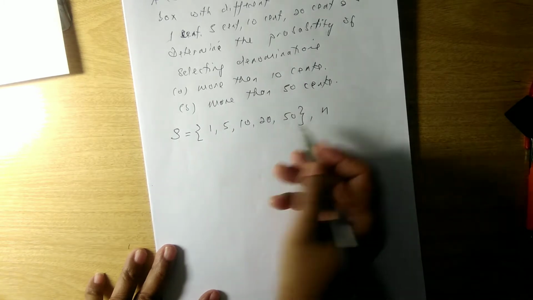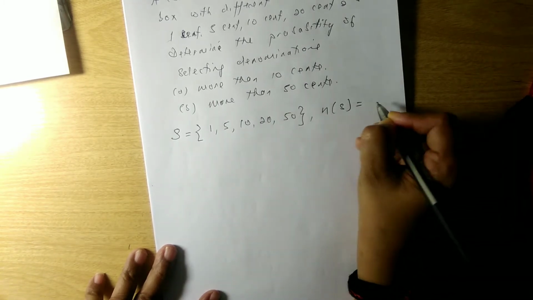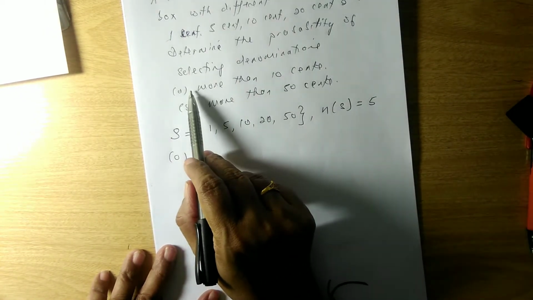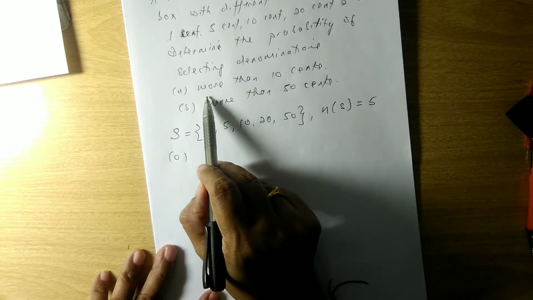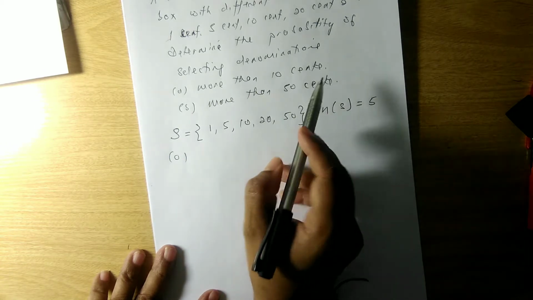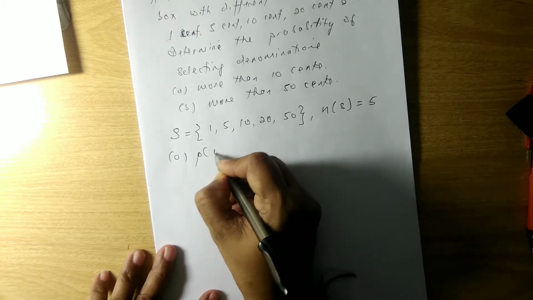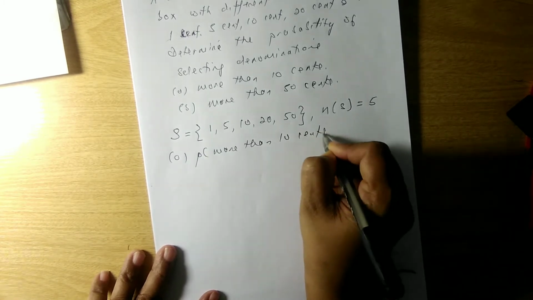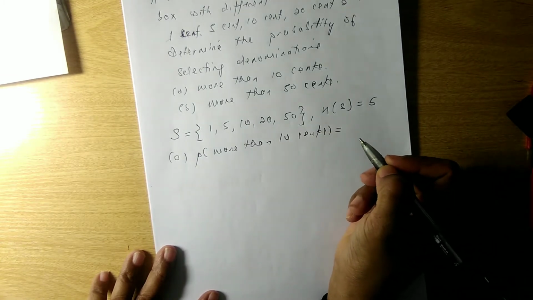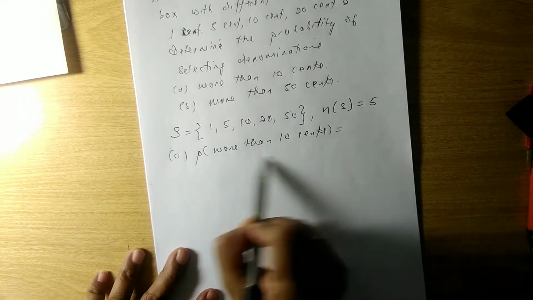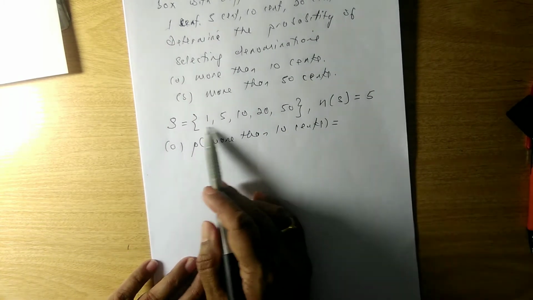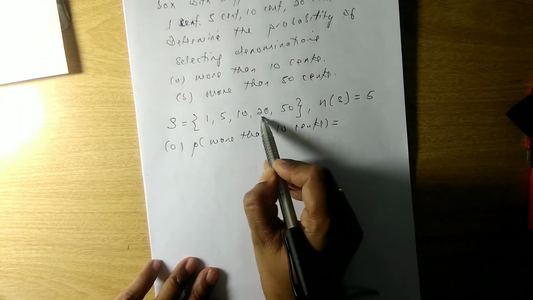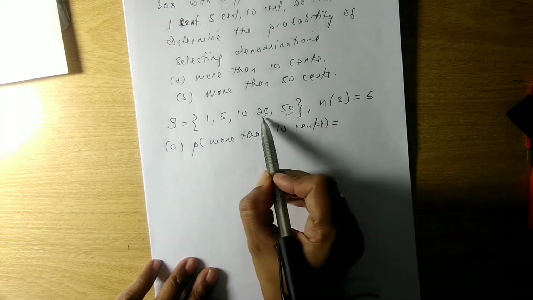Now for A, they want you to find the probability of selecting a denomination which is more than 10 cents. If it's more than 10 cents, this is considered my event, specific from this general sample space. So if it's more than 10, I'm going to pick 20 and 50. So I've got 1 and 2. This is 2 out of 5 outcomes. So that's my probability.